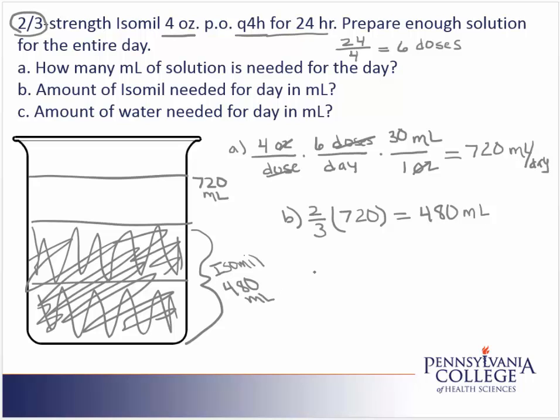And so the last piece that I need, part C, is what is the amount of water. In this last section, the 1/3 that is remaining is the water. So I take the total amount, 720. I subtract out the isomil, and that gives me the amount that is remaining, the amount that is water, and that comes as 240 milliliters. And so the water is 240 of the total milliliters.